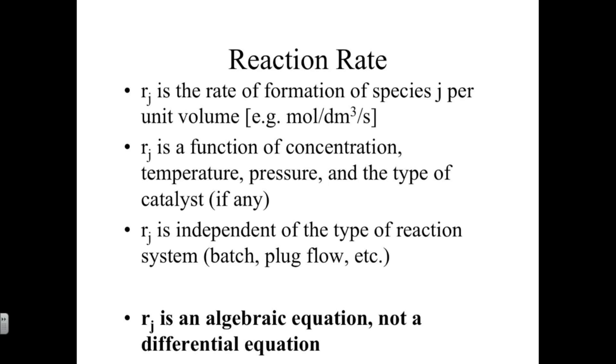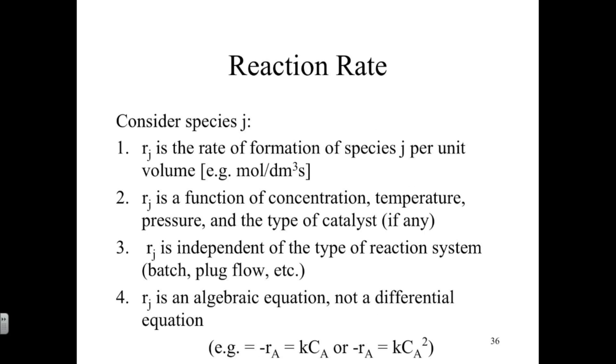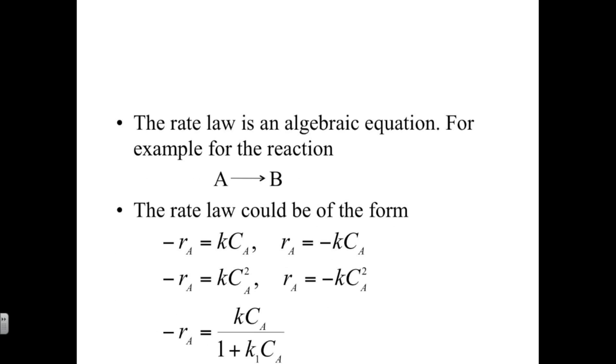Such as the rate law is an algebraic equation. For example, for the reaction A goes to B, if the reaction is first order, A disappears at a rate proportional to the concentration of A. That would be one rate law, or the rate of formation would be minus k C_A. Another form of the rate law would be that A disappears at a rate proportional to concentration squared. That would be a second order reaction, and we'll learn about these later on. Or the rate could be of this form. The point is, the rate of disappearance of A is an algebraic equation, not a differential equation. So these are the four things we need to know about the rate law.